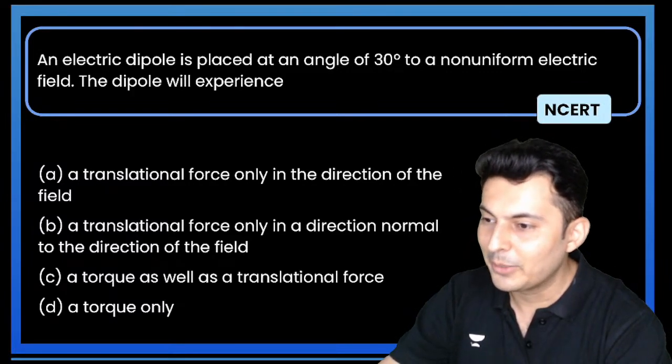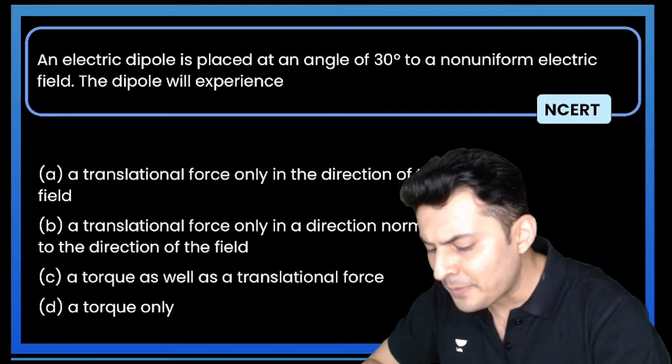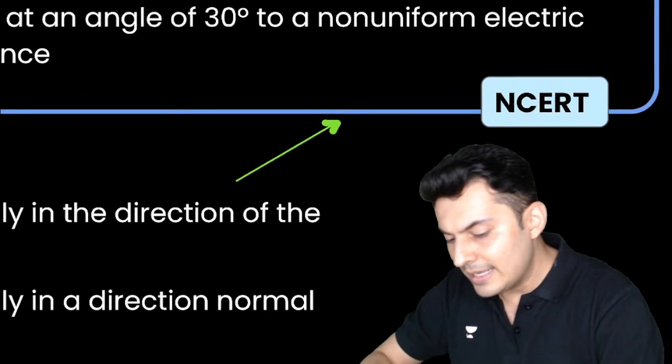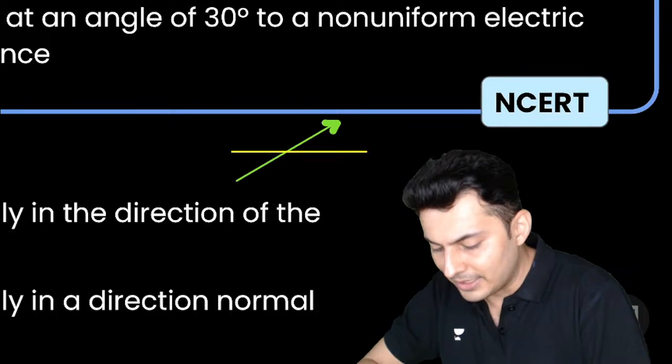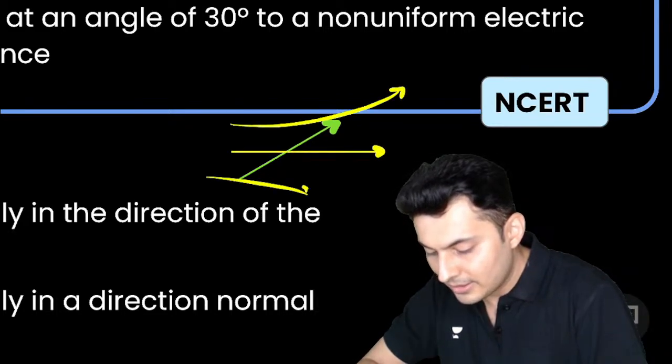Come on, my dear students. Will it rotate? Will it translate? Draw the diagram. This is a dipole making 30 degrees with the electric field. But this electric field is non-uniform. Keep this in mind.